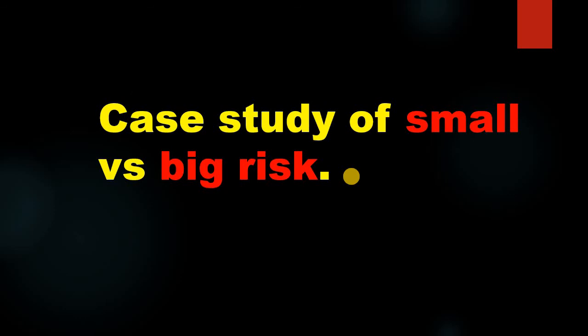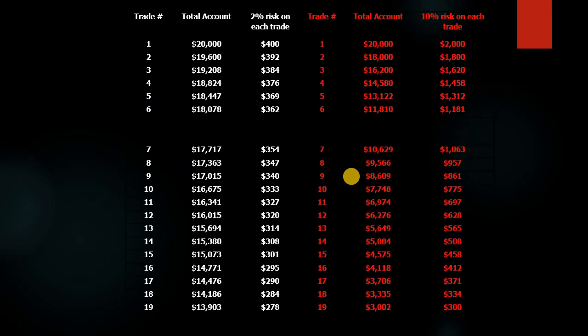Now we're quickly going to look at a case study of risking small versus risking big. On the first portion, we have those in white color. This trader is actually risking 2% on his trade, while this trader is risking 10% on his trade. Both of them were given $20,000 each, and assuming that they have a losing streak of about 19 trades, that is, they lost 19 consecutive trades.